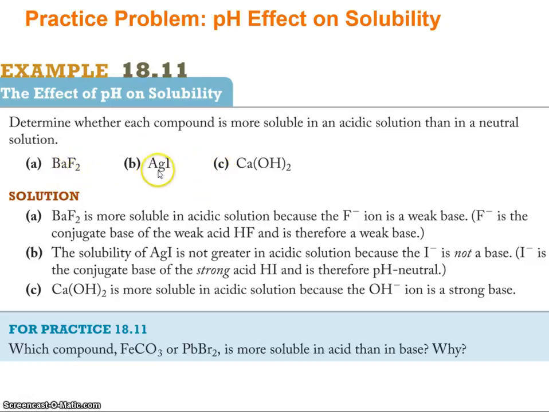AgI is not going to be greater in acidic solution because this I minus is not a base, because it's the conjugate of HI, which is a strong acid. And if this had been Ag acetate, then I might be able to change the pH. Calcium hydroxide is going to be more soluble in an acidic solution because I'm going to pull away the OH minuses. I'm going to react that base part with the H plus to form water, which frees up more room for this calcium to dissociate.